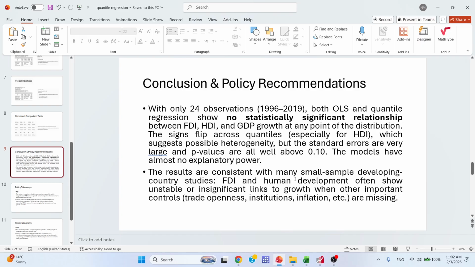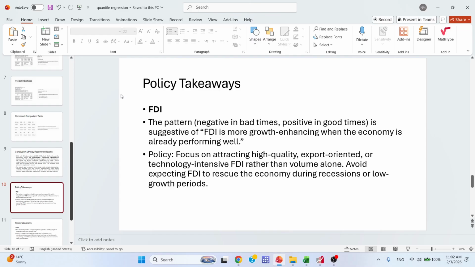The results are consistent with many small-sample developing country studies. FDI and human development often show an unstable or insignificant link to growth when other important control variables like trade openness, institutions, inflation, etc. are missing. So it is basically telling us that we have to include these variables in our model to obtain the best results. Now let's talk about the policy implications.